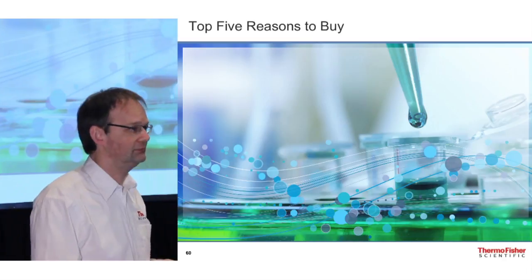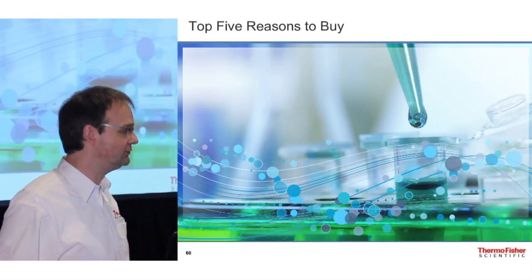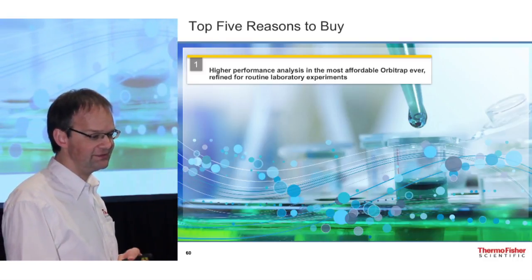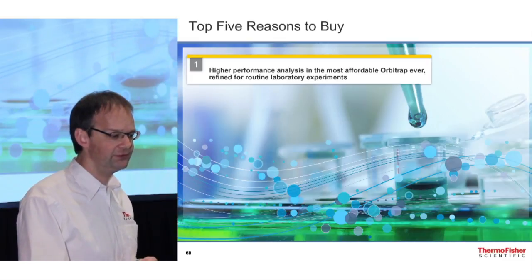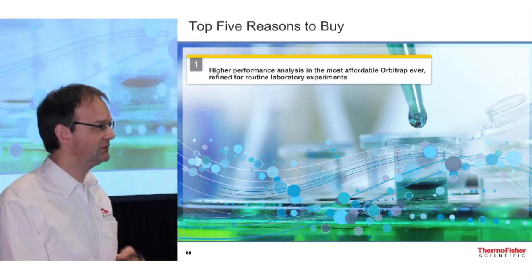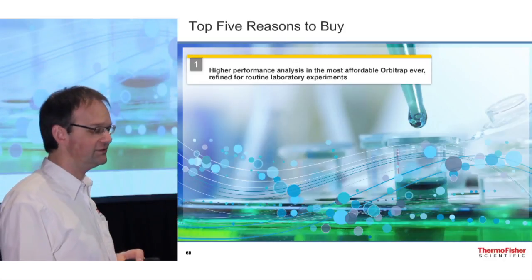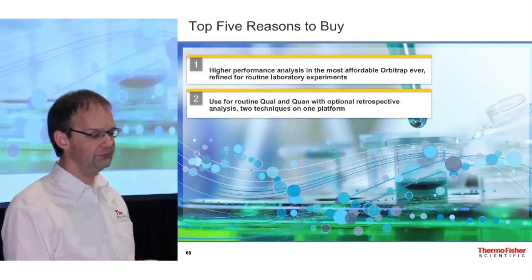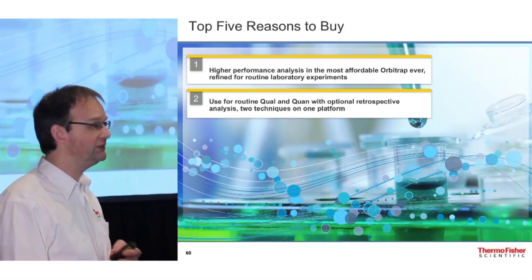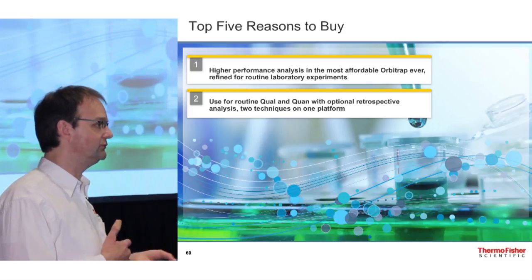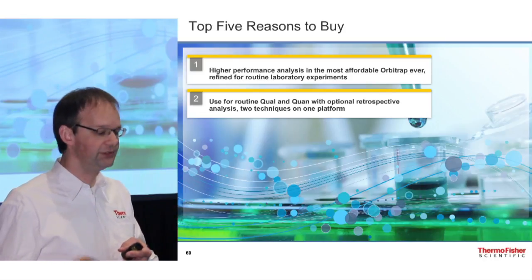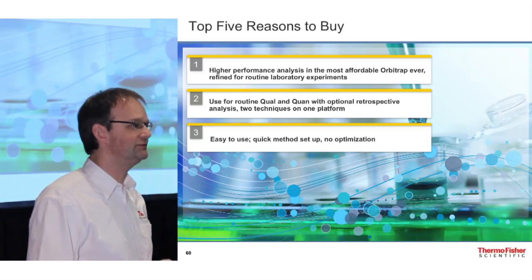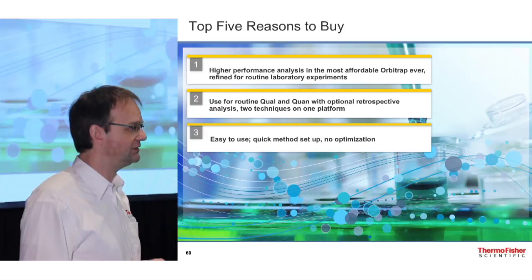So as a conclusion from my side, why should you buy a Q Exactive Focus now? You have higher performance analysis in the most affordable Orbitrap ever, refined for routine laboratory experiments. So the performance you need, the software you need for processing it. You can use it for routine qualitative and quantitative work with optional retrospective analysis, two techniques on one platform. So you can do whatever you want to do in a triple quad and you get something extra for the same price. It's easy to use. Most method setup on an instrument like this is without any evaluation, optimization. You just go and shoot.